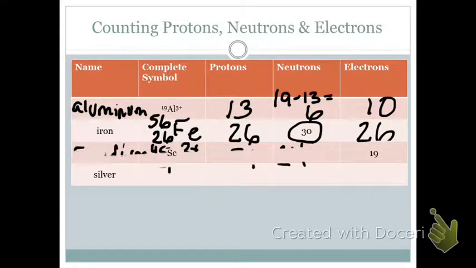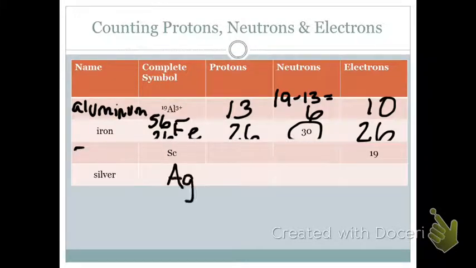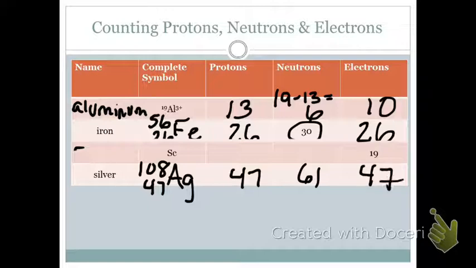Lastly, silver. They gave me no information for silver, so I'm fully relying on the periodic table. The symbol is Ag. It's element number 47. And if I round the atomic mass to become a mass number, it's 108. That means I have 47 protons. Subtract those 2 numbers and I have 61 neutrons, and I also have 47 electrons since it's neutral.